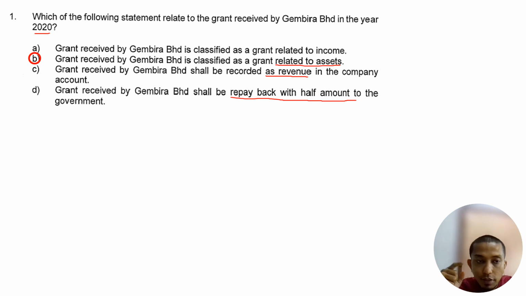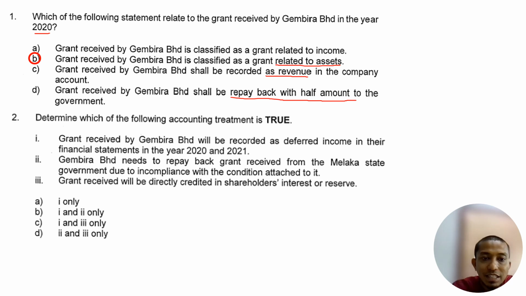Until the year 2020, until the year 2022, right? We just know that we need to pay because we are unable to fulfill the condition. So next question. Determine which of the accounting treatment is true. Grant received by Gambir Barad, which will be recorded as deferred income in their financial statement 2020 and 2021. True or false? Remember working just now? True, right? True. I put the smiley face because it's correct.